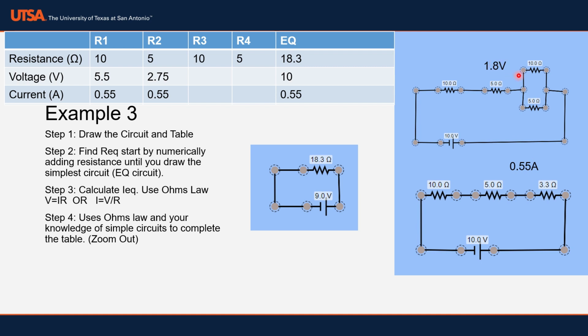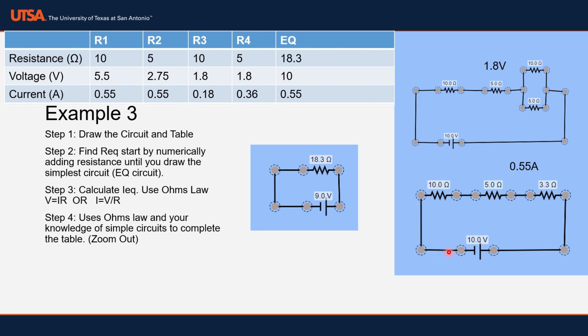And we know that this area is in parallel. So for a parallel circuit, we know that the voltage is going to be the same. That means this has to be 1.8 here and 1.8 there. So we're going to plug that into our table. And again, we're going to use Ohm's law to complete the table. We use one of Ohm's law's equations to complete this, and it's the same.